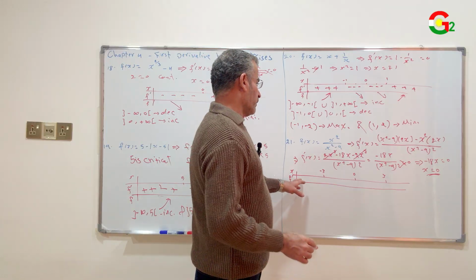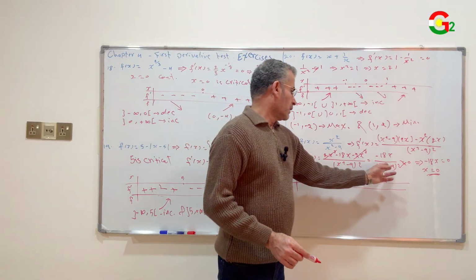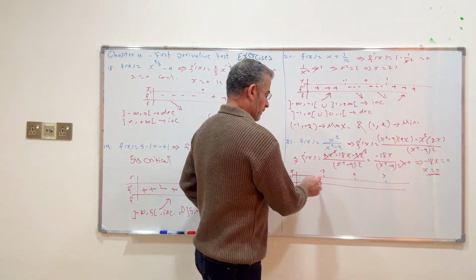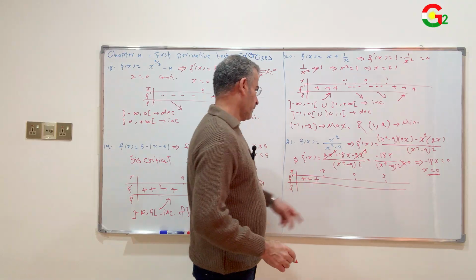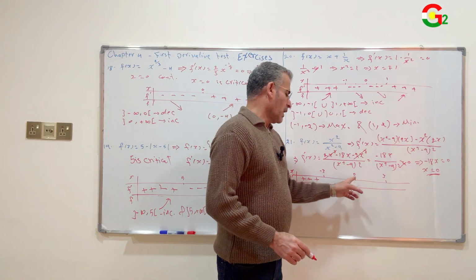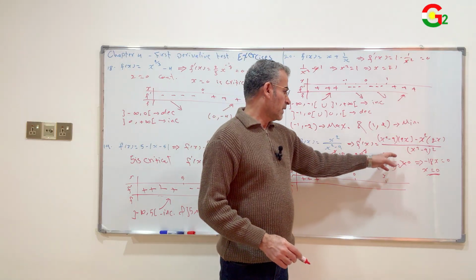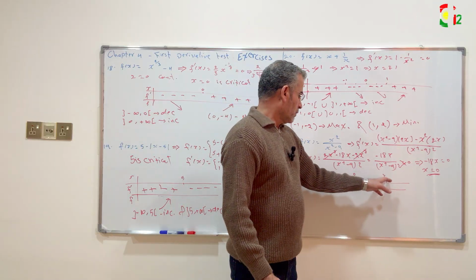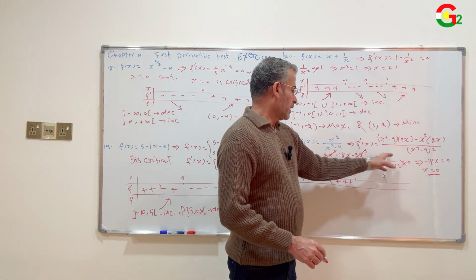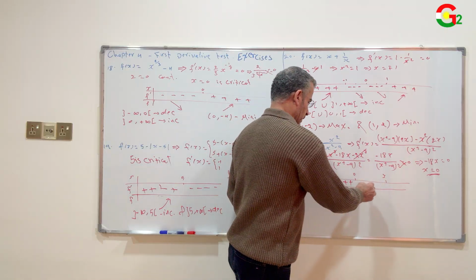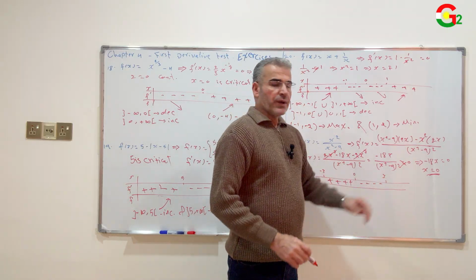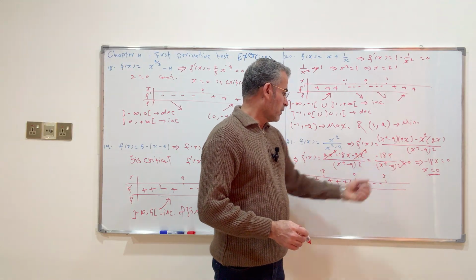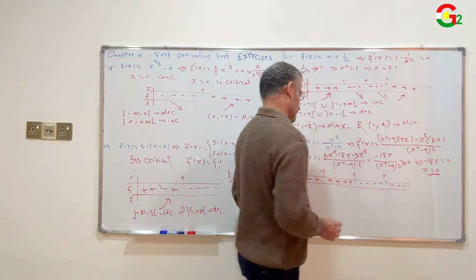Before negative 3, take negative 4. The denominator is always positive. Negative times negative is positive, so here it is positive. Between negative 3 and 0, take negative 1. Negative times negative is also positive. Between 0 and 3, take 1. Negative 18 over 1 is a negative value. When x is greater than 3, take 4. Negative 18 times 4 over a positive is a negative value.